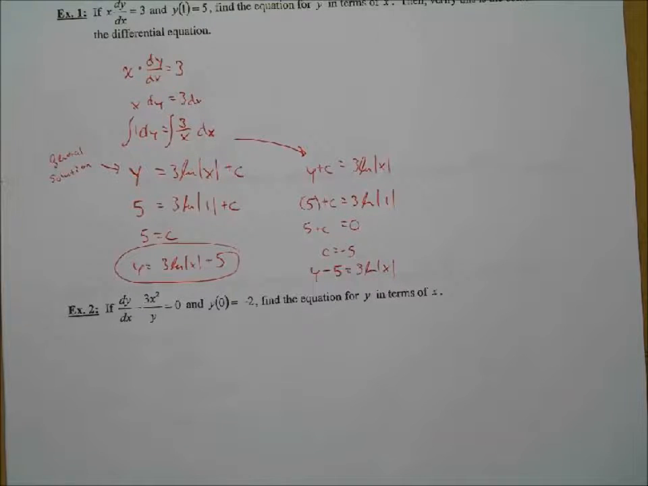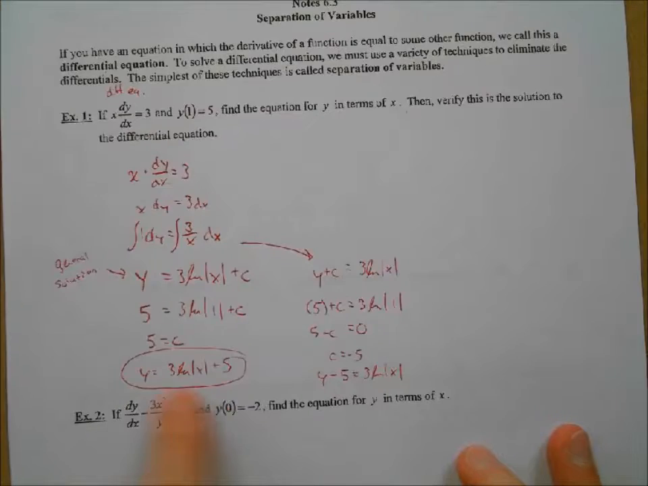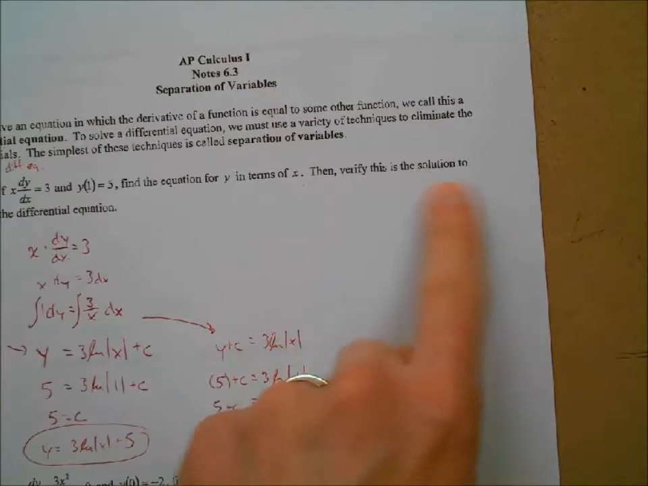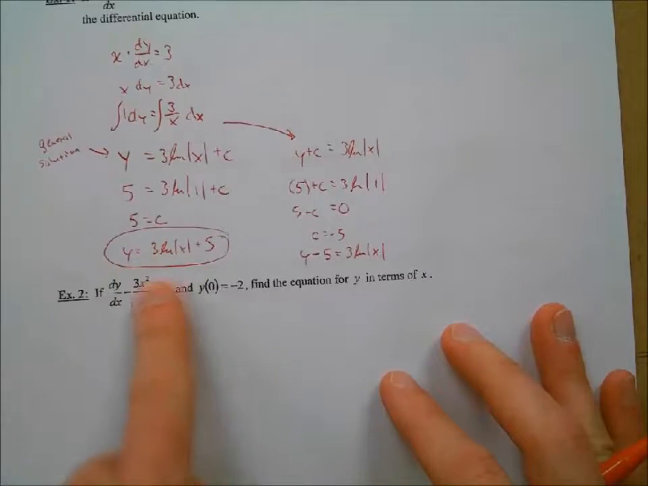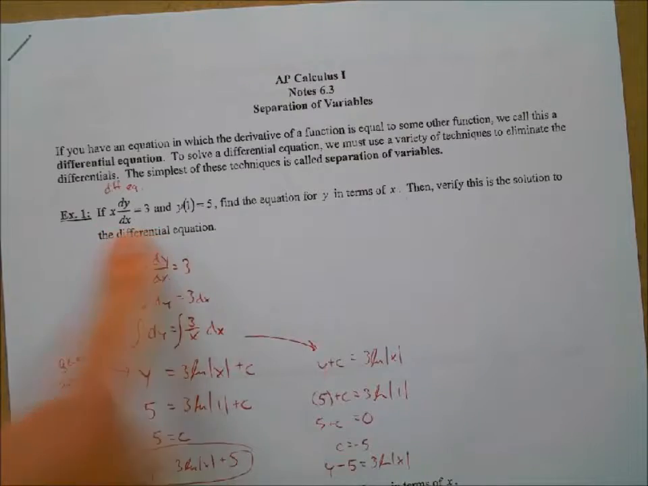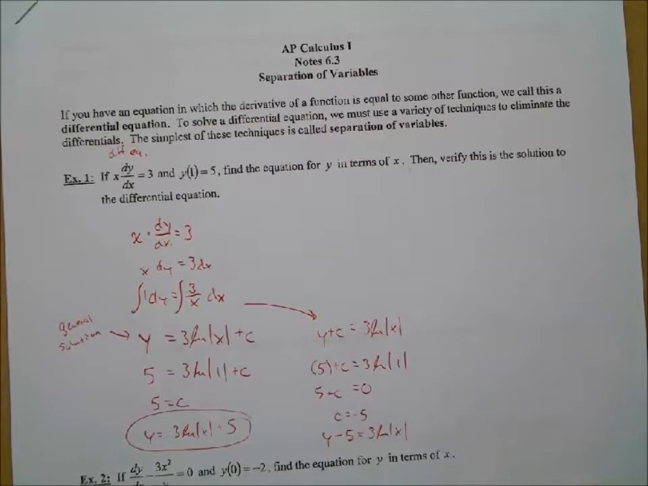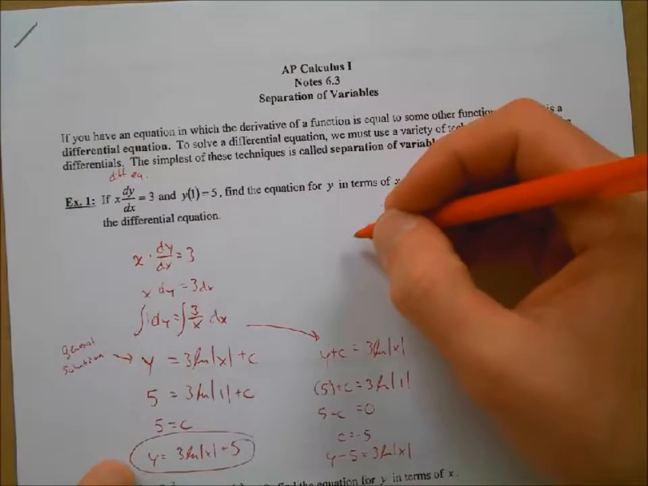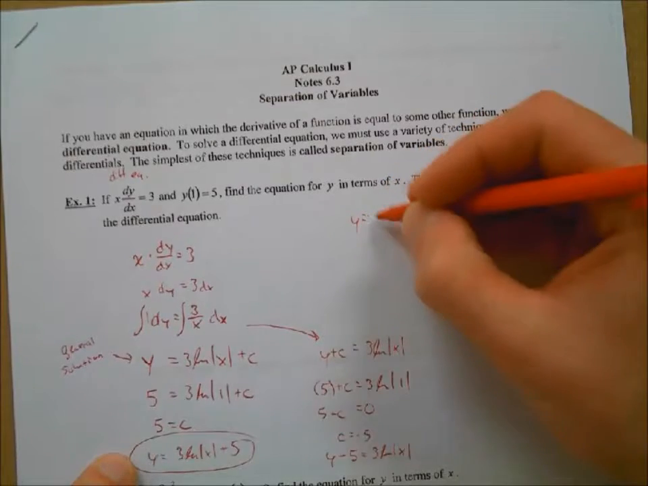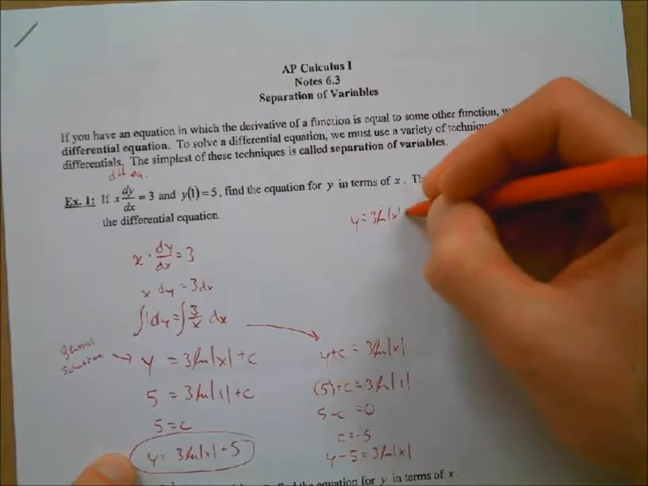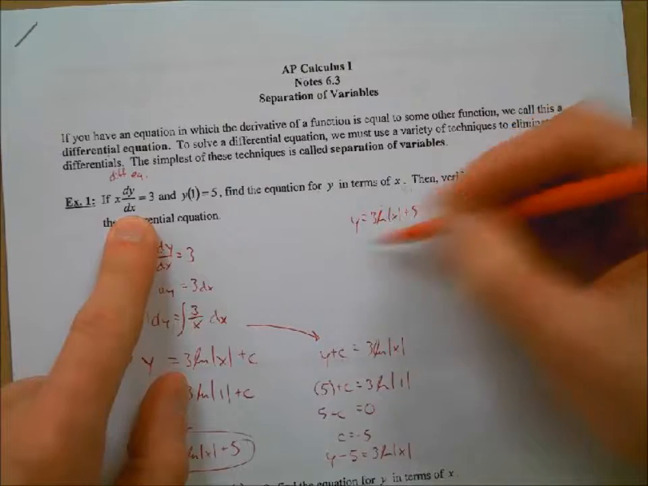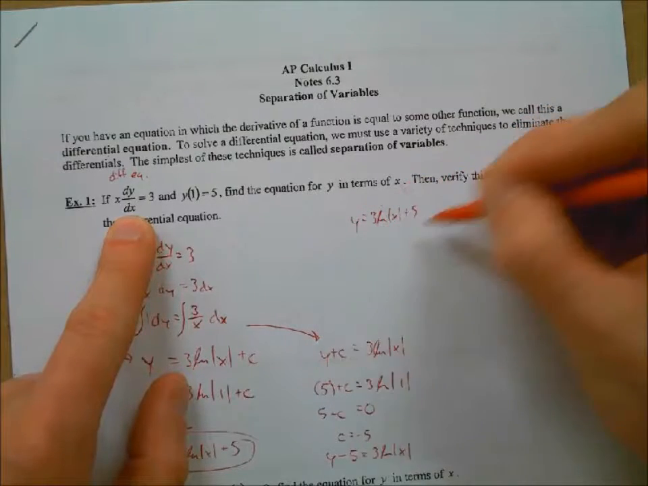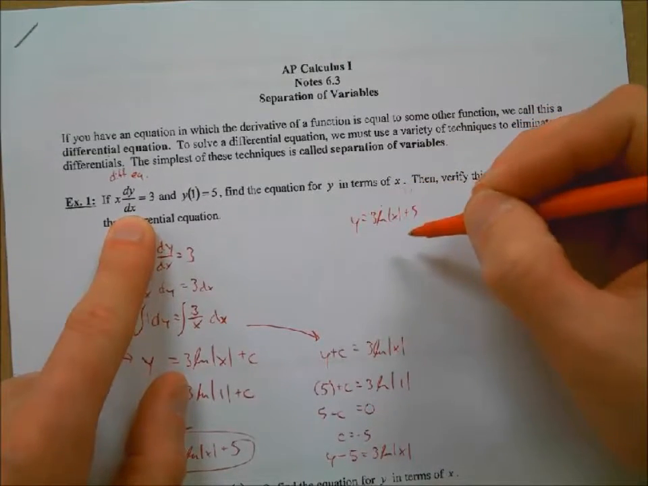Questions on any of that? All right, so now we're going to verify that this is the solution to this differential equation. In order to check this differential equation, it's going to be x times dy dx. So here's my y. If y equals 3 natural log of the absolute value of x plus 5, how can I get dy dx of this? What should I do? Take the derivative with respect to x.